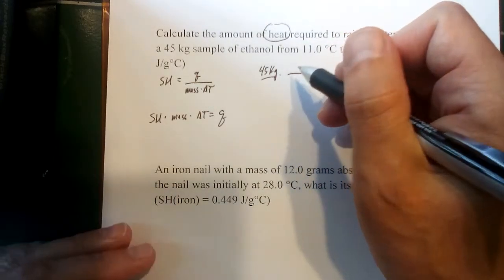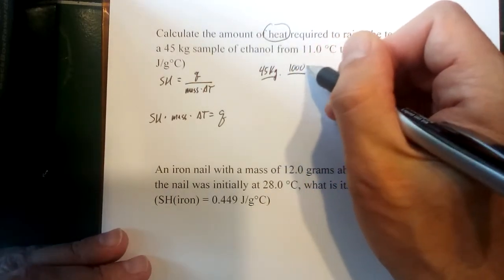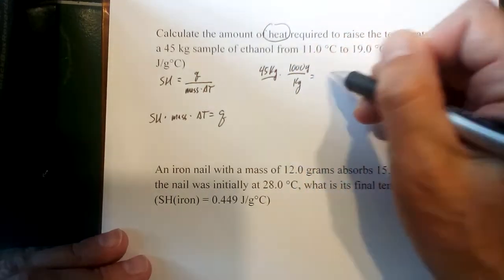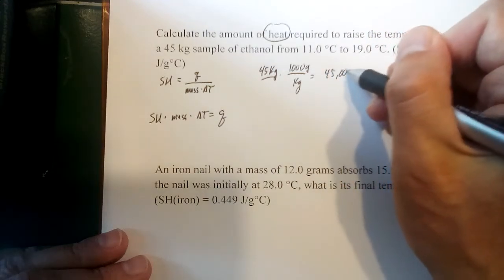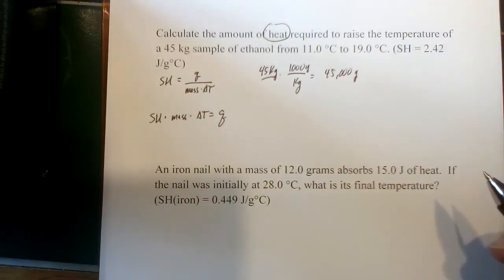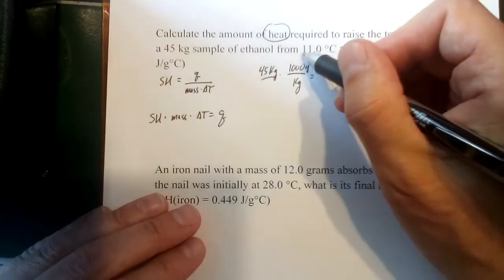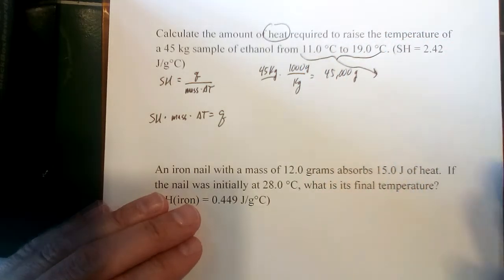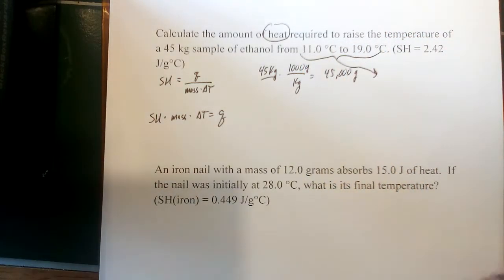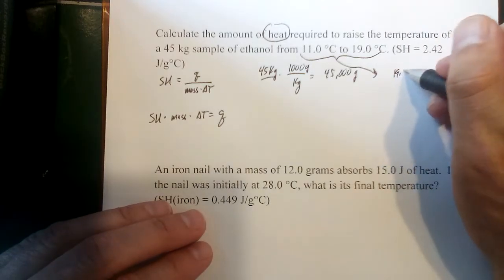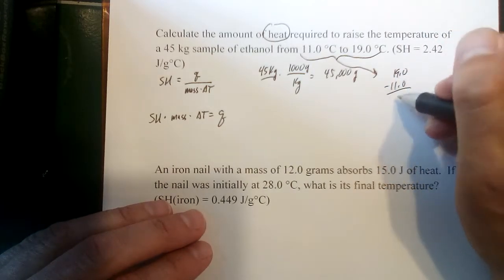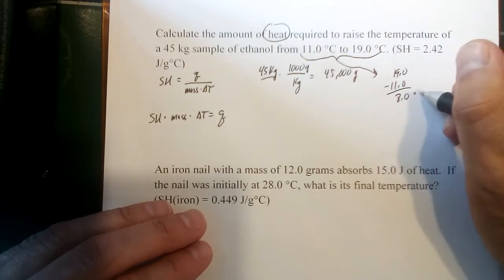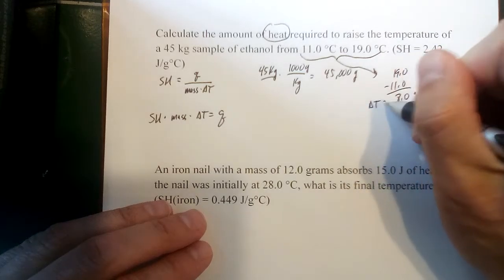So let's change that to grams. There's 1,000 grams in a kilogram, and that would be 45,000 grams. Right? Temperature change, we're also going to have to figure out on our own here. If the temperature starts at 11 and goes up to 19, that is 19.0 minus 11.0. 8.0 degrees C is our temperature change.